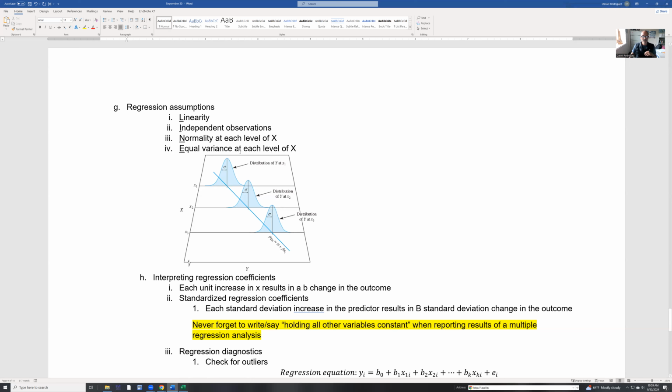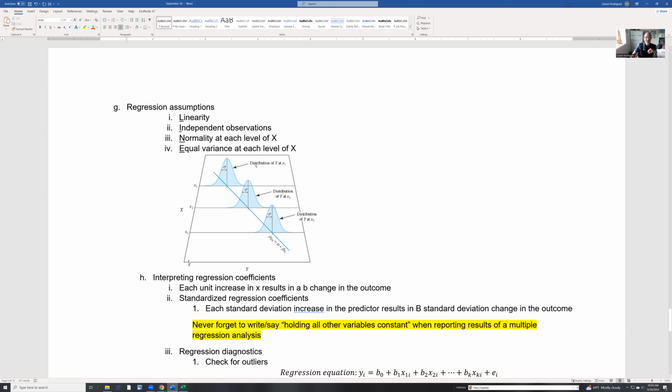Second is the observations are independent. So my observations are in no way related to yours. We're two different independent individuals. We're not like brothers and sisters or whatever. Once you introduce connections, you add more confounding variables, and you have to control for those.